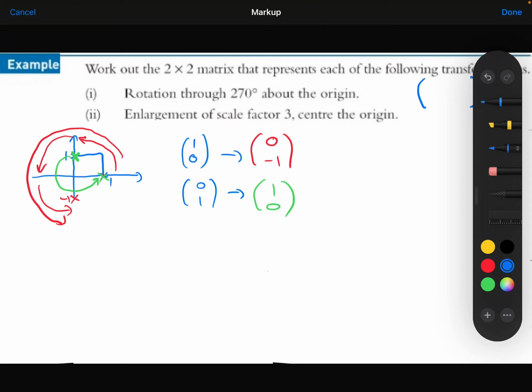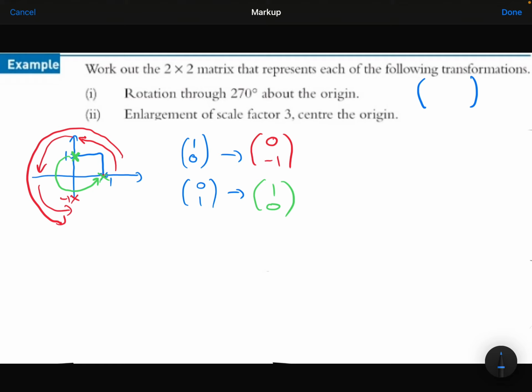This allows me now to write down the first column of my matrix, which will be 0, minus 1, because of this column vector there. And the second column will be 1, 0. So this matrix here does represent the rotation 270 degrees about the origin.